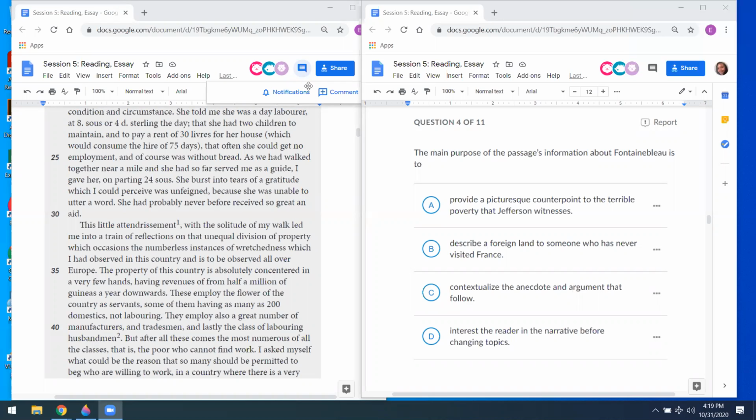I think it's A. Okay, why do you think it's A? Because he talks about how like the old lady, how we were talking about how she was living in bad conditions and stuff. Yeah, I think that's a good guess. It's not quite the right answer, but it is.